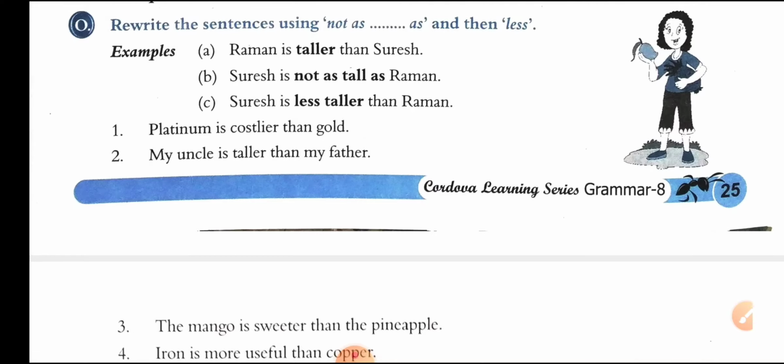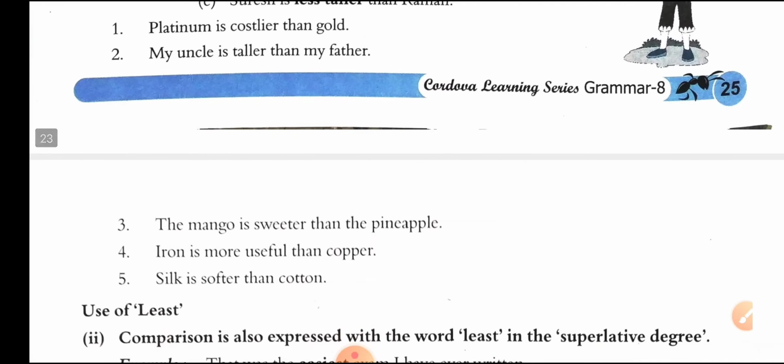Second way is gold is less costlier than platinum. Question number 2 is my uncle is taller than my father. So one way is my father is not as tall as my uncle, right? My father is not as tall as my uncle. And the second way by using less is my father is less taller than my uncle.